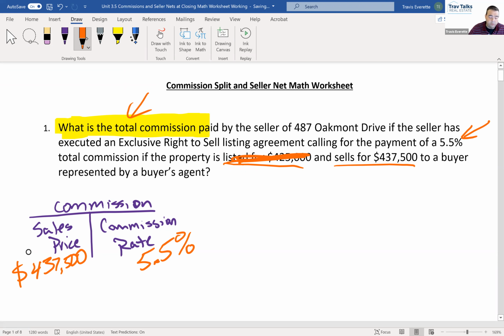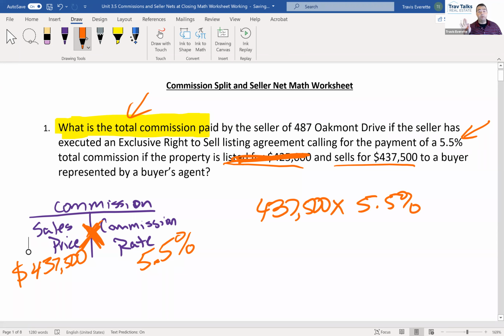I want to make sure there are no gotchas in here. They've executed an exclusive right to sell listing agreement. So we know in an exclusive right to sell listing, the firm is going to be entitled to compensation under any circumstances, no matter where the buyer comes from. So we know that this amount's going to be paid. These two things are side by side in the T-bar, which means they're going to be multiplied. So 437,500 times 5.5%. That's what we're going to type into our calculator.